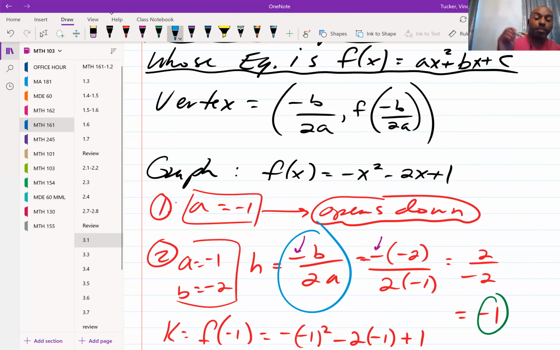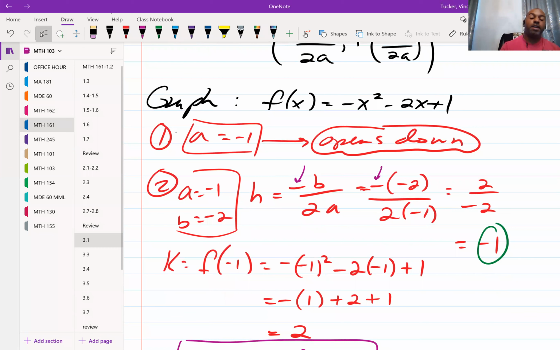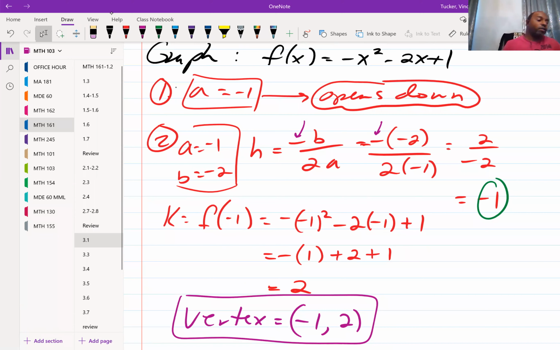Plug it into this formula. Make sure you don't lose a negative. That's -b over 2a, so I'm plugging in -2. So that's going to be -2 up top, and then 2 times -1 down bottom. That simplifies to -1 for h. Now to find k, the y component of my vertex, I take the -1 and plug it into my original function. And that's what I did right here. And that ended up giving me 2. So my vertex is (-1, 2).